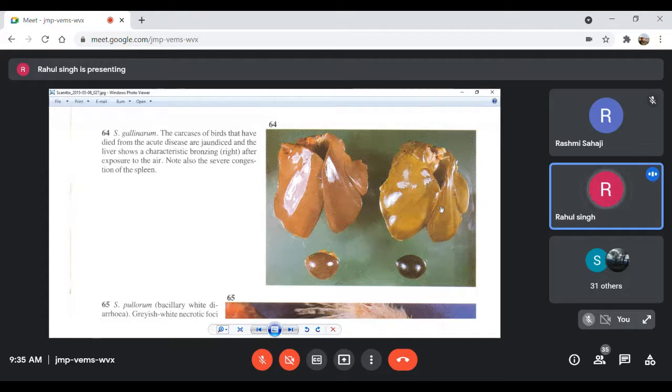So you can see this is normal liver, bronze liver, normal spleen and congested spleen. Literally very dark color it is appearing here.